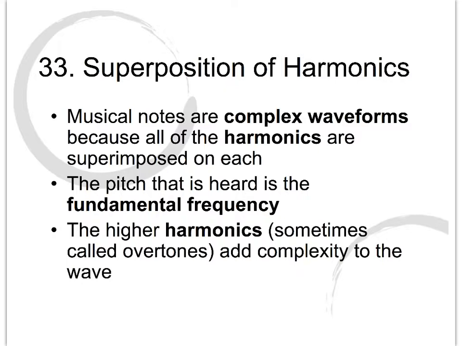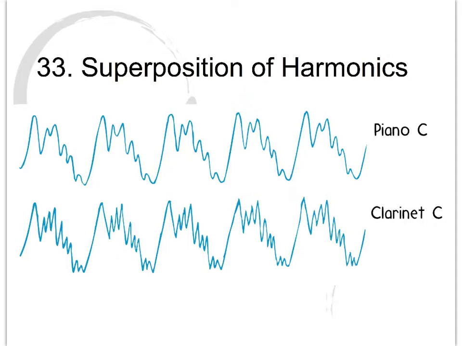All right. We hear, though, the fundamental frequency. So even though those harmonics exist and add complexity to the wave, we still only hear the pitch of the fundamental frequency. This idea of harmonics helps us to explain why two instruments can play the exact same note yet still sound different. So we see here what the waveform looks like, and I don't know how accurate this is exactly, but what the waveform looks like for a piano playing a C note versus a clarinet playing a C note.